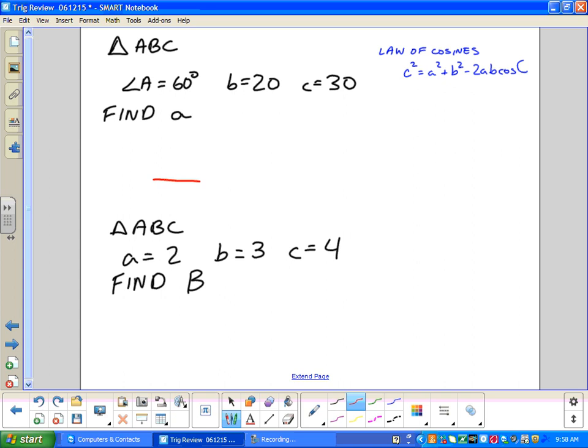So I'll just draw the triangle, put A on it, put 60 on it, put B on it, put C on it. 20 is the length, 30 is the length. Immediately, you cannot use the law of sines form. When you look at all the opposites, there is not a pair of numbers, so you are stuck in law of cosines.